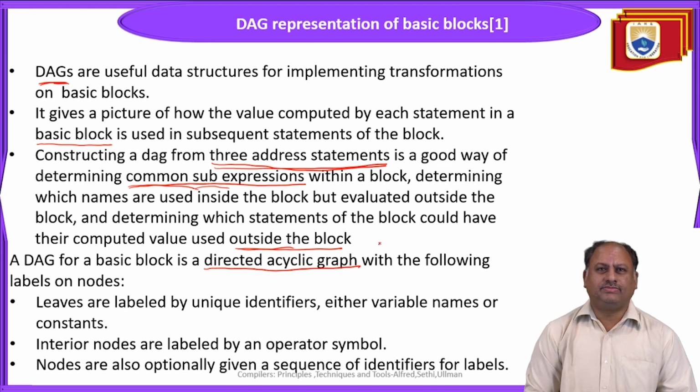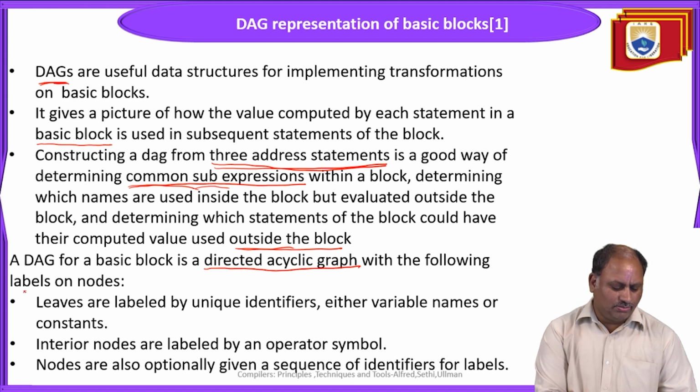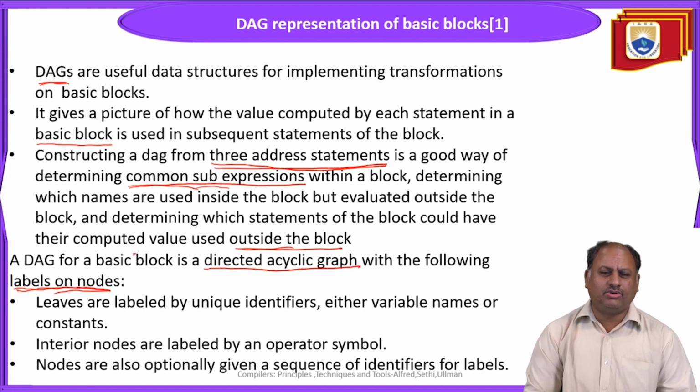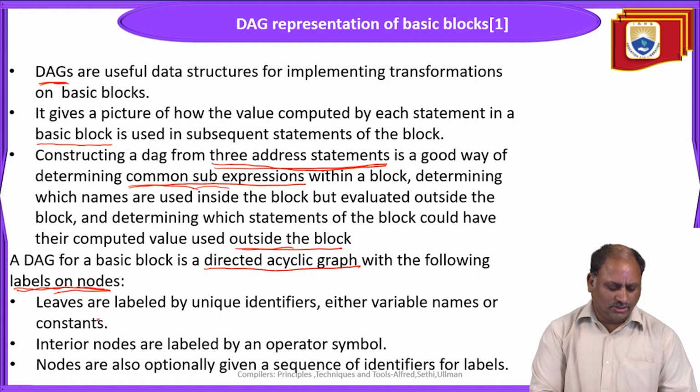Some of the things to be used in a directed acyclic graph: first we use labels and nodes. Nodes are to be represented, and with these nodes we have some labeling mechanism for each particular node. Several nodes are to be considered, and each node is separately labeled. We'll see with an example. Here leaves are labeled with unique identifiers, and generally we use variable names or constants. So leaves are represented as variable names or constants.